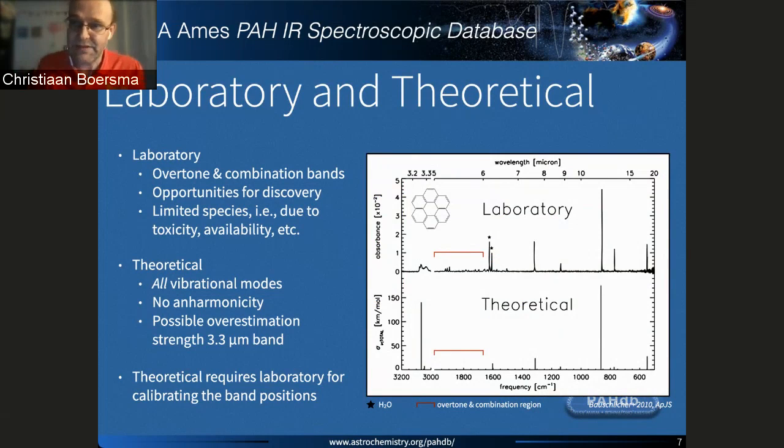For the quantum chemically computed PAH spectra, one obtains all vibrational modes, which is useful when considering PAH emission models. A disadvantage here is that the computations are typically done using the harmonic approximation, which doesn't produce those overtone and combination bands we mentioned earlier. Also, computations can overestimate the strength of the 3.3 micron band. Lastly, it should not be overlooked that laboratory-measured spectra are needed to calibrate and hone the theoretical computations.